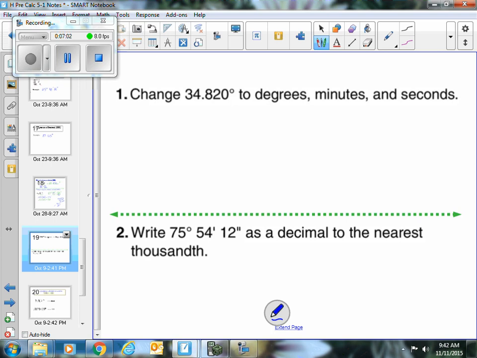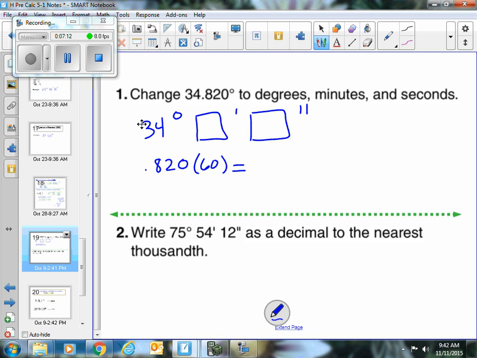All right, so we're taking 34 and we want to change it into minutes and seconds. So we take our 0.820 times it by 60 to convert into our minutes, which would be 49.2, I believe. So 49 minutes. And then we take our leftovers, the 0.2, to change it into seconds. We times by 60 again, which would give you 12. So then it would be 12 seconds. So 34 degrees, 49 minutes, 12 seconds.